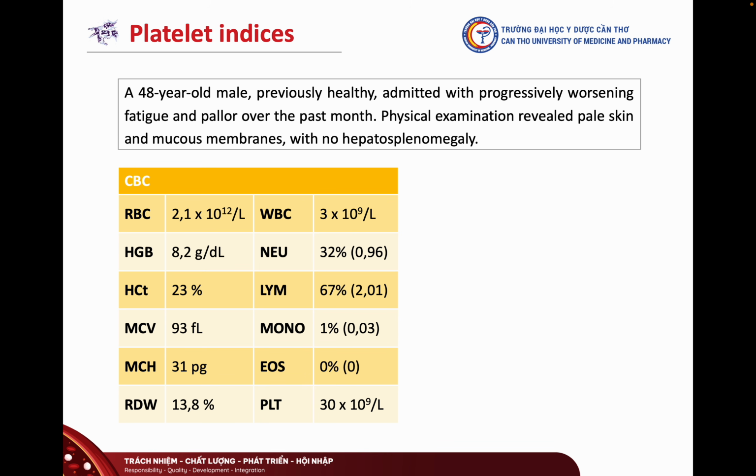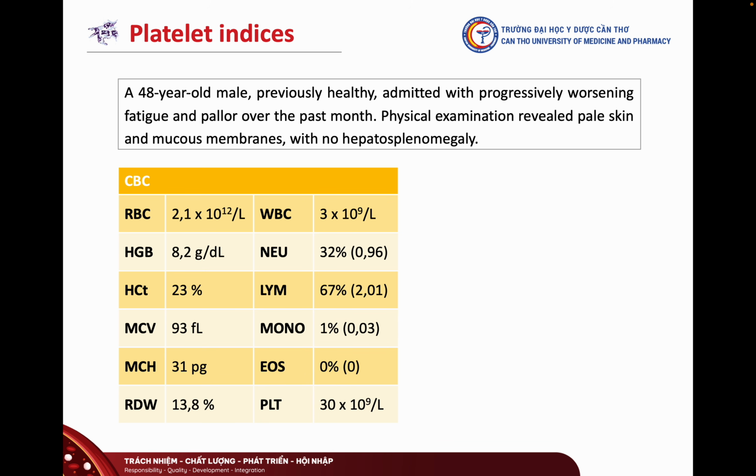Now let's take a look at this next patient. We have a 48-year-old male, previously healthy, who has been experiencing progressively worsening fatigue and pallor over the past month. On exam, his skin and mucous membranes are pale, but notably, there is no hepatomegaly as well as no splenomegaly. So we are dealing with a case of chronic fatigue and anemia-like symptoms.